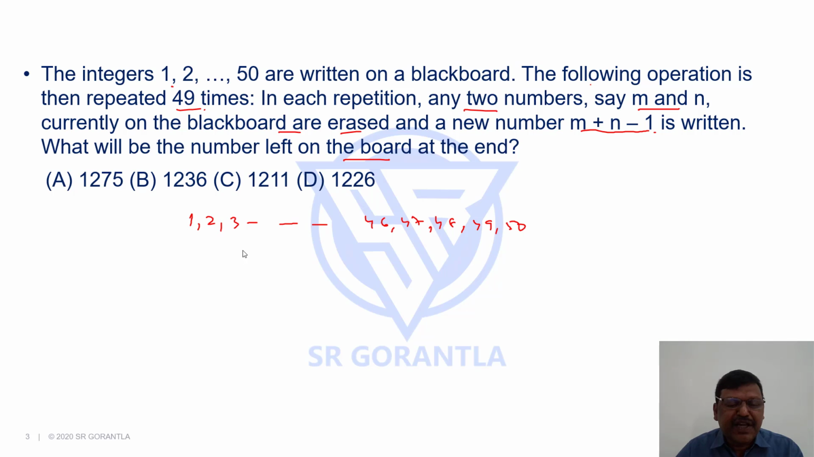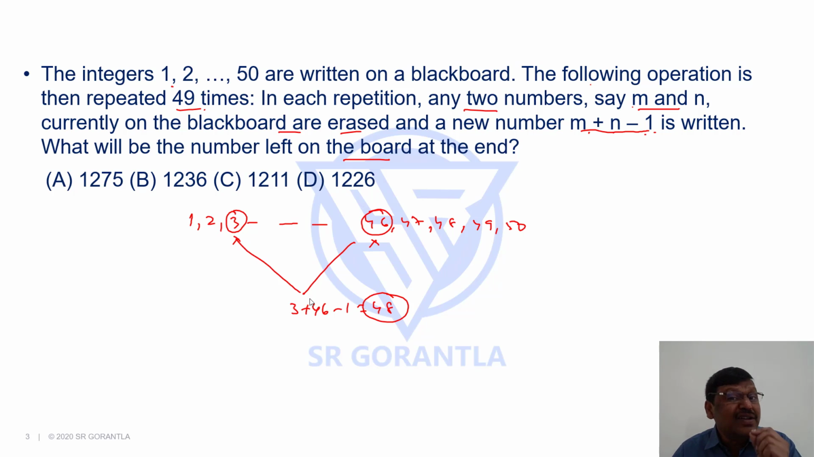Good. See, for example, if I erase 3 and 46, I am erasing these two numbers. But what am I writing in their place? Instead of m and n, I am writing m plus n minus 1, meaning I am writing 3 plus 46 minus 1. That is 48 I am writing. So in one such operation, you are removing two numbers and writing one number. So the number of terms will come down by 1 every time. That is the first thing: the number of numbers will come down by 1 every operation.